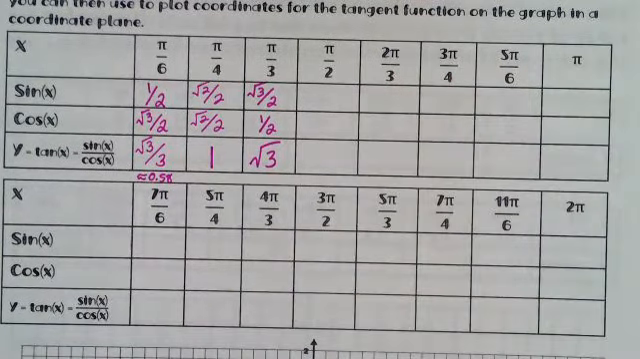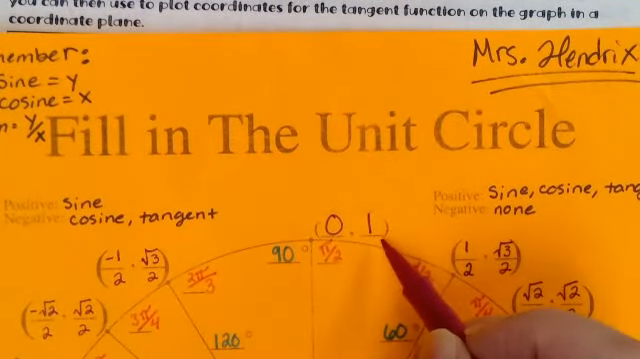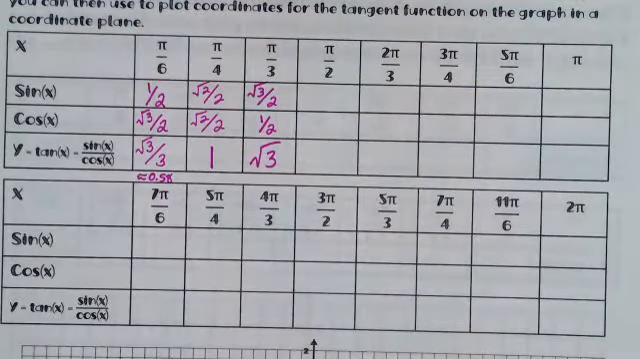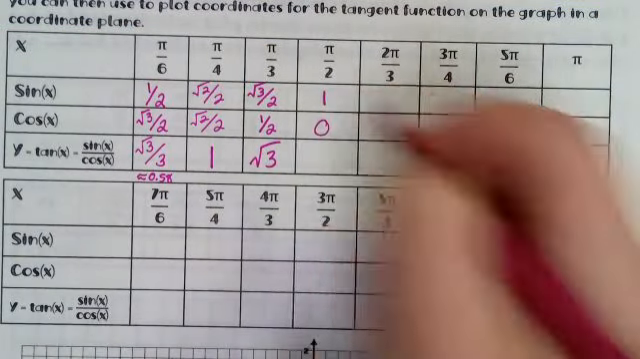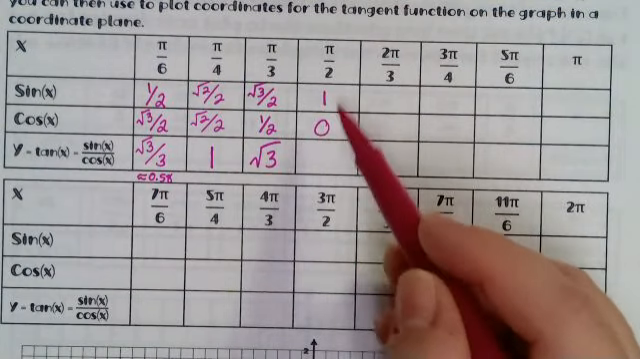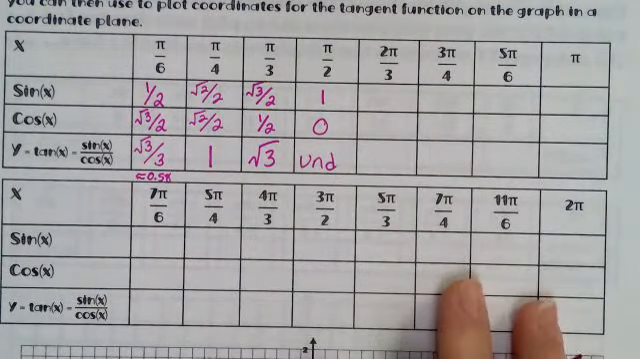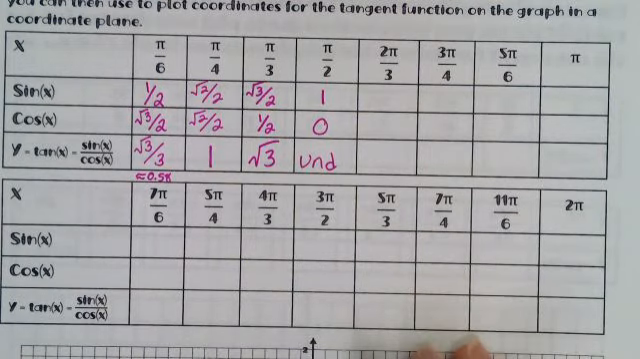So pi over 2, again, bring back your unit circle. At pi over 2, my sine is 1, my cosine is 0. And then when you find tangent, you're going to divide sine by cosine. 1 divided by 0 is undefined. If you have 0 in the denominator, it's undefined. If it's 0 in the numerator, your answer is 0. So you've got to look out for which one is which.